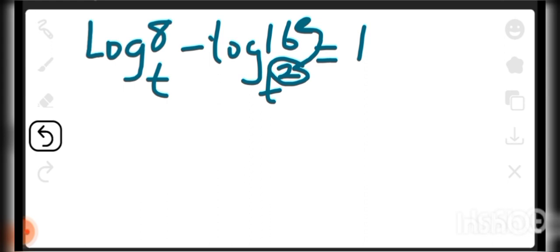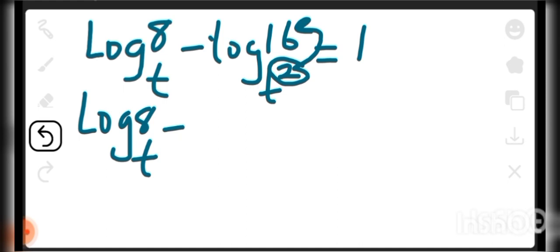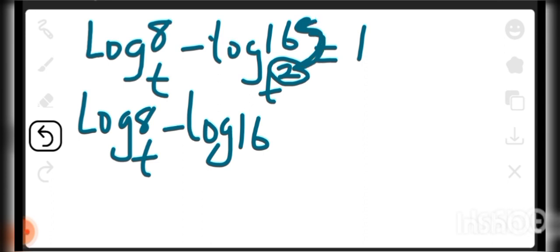That's what I'm trying to see. So we're going to have log 8 to base t minus log 16 to base t raised to power what now? I want to move this power to this side. Log 16 raised to power 1 over 2, so t will now be free. It equals 1.